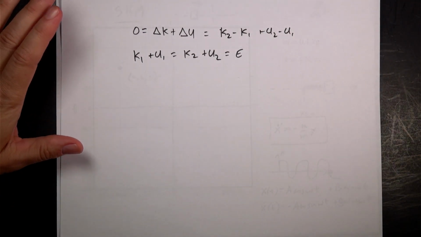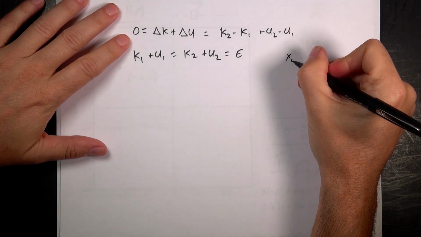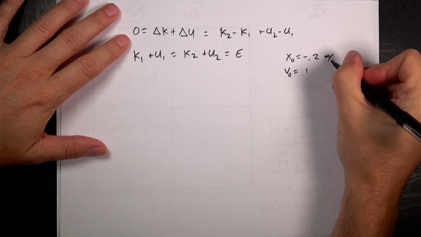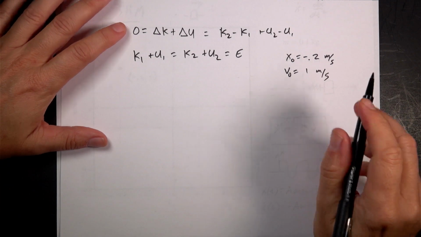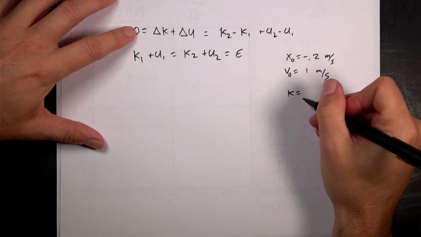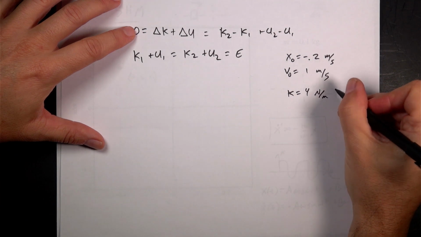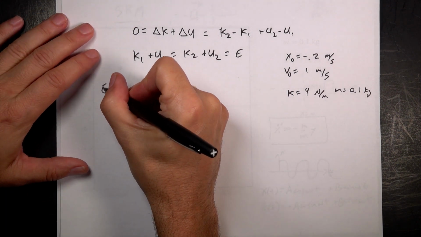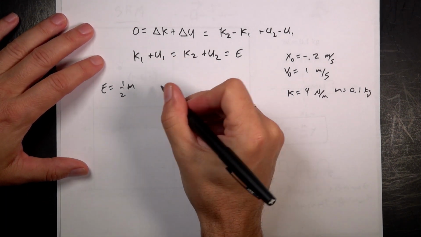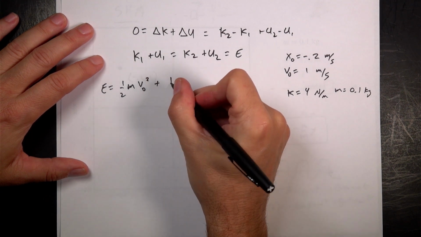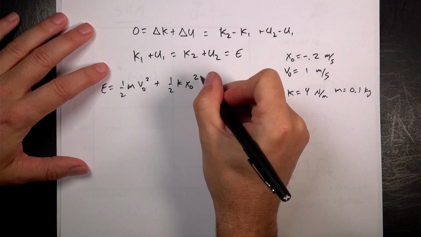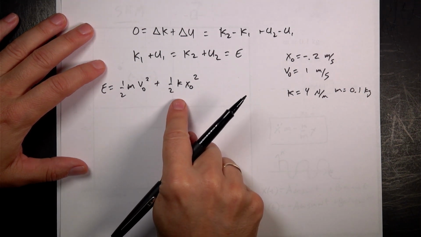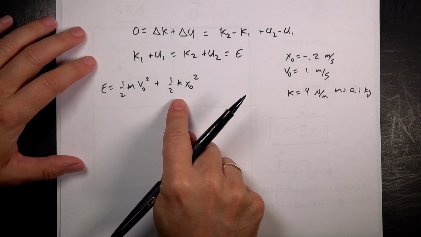So I know when it starts, x0 equals negative 0.2 and v0 equals 1 from the graph. I also know k is equal to 4 newtons per meter, and m is 0.1 kilograms. I can find the total energy. The total energy is going to be 1/2 m v0 squared plus 1/2 k x0 squared. This is my initial velocity to give me the initial kinetic energy, and this is the initial spring potential energy, which gives me the total energy. So let's do that.